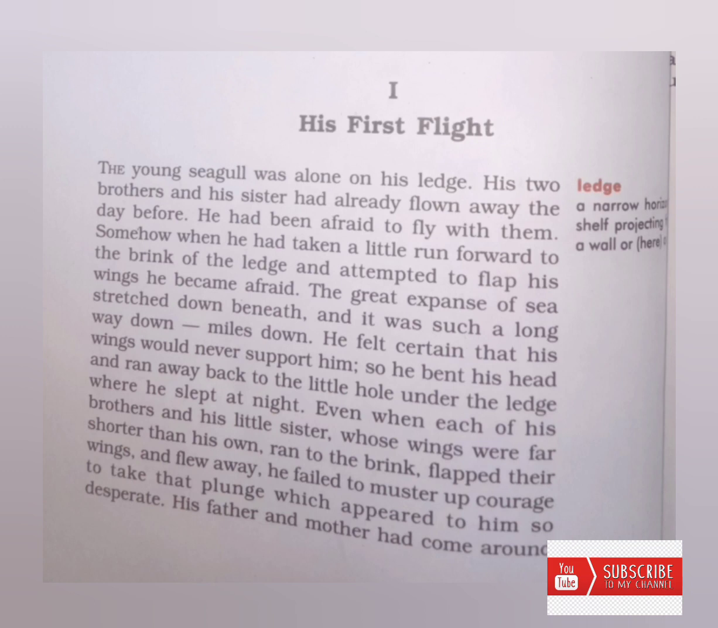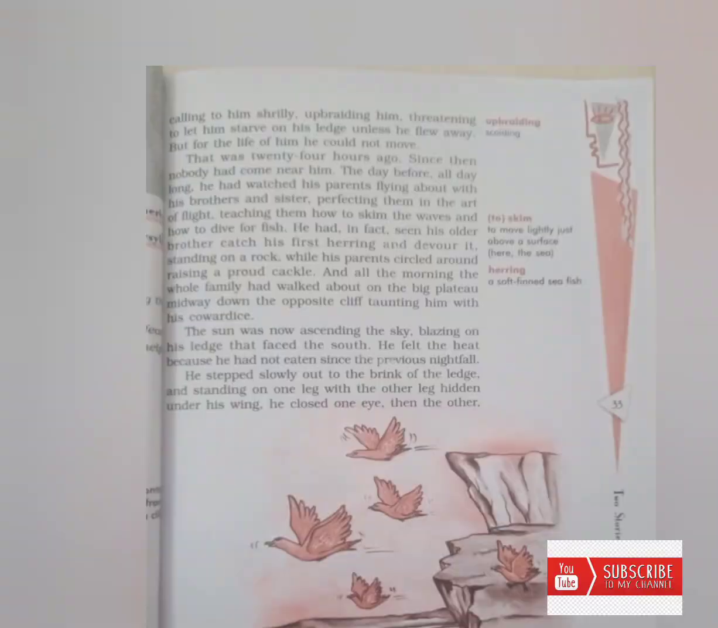From this line in page number 32, we can understand how the parents, which means the father and mother, instigated or induced him to fly. His mother and father had come around, calling him shrilly and upbraiding him. Shrilly, I already told you, high-pitched voice. In a high-pitched voice, upbraiding him, which means scolding him, and threatening to let him starve on the ledge unless he flew away.